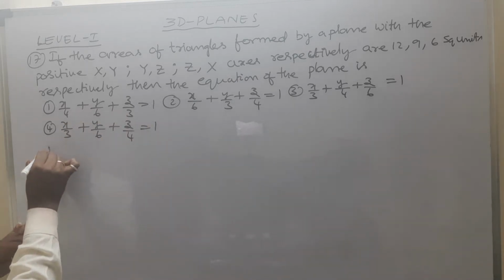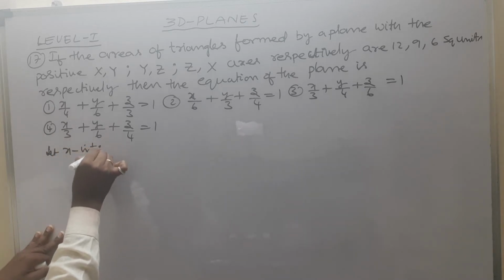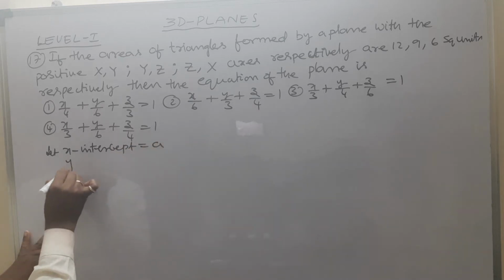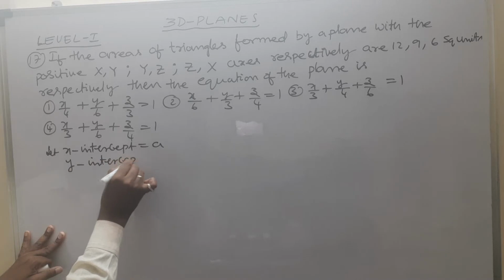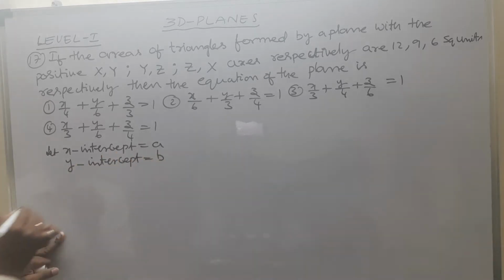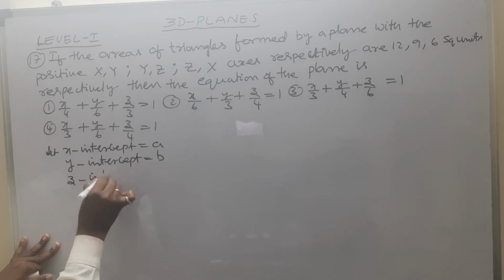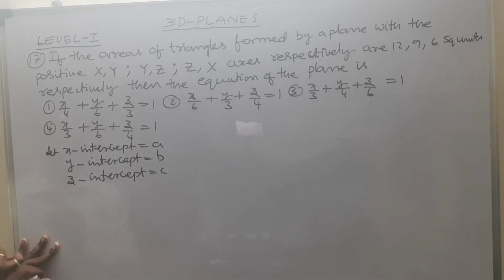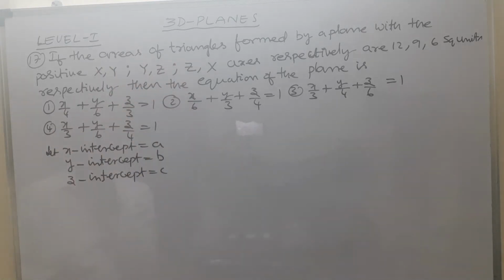Let x intercept equal to a, y intercept equal to b, z intercept equal to c. Here the area of the triangle formed by the xy plane.